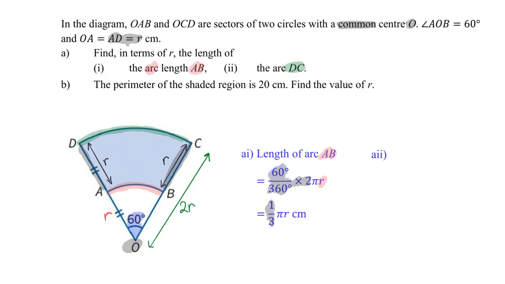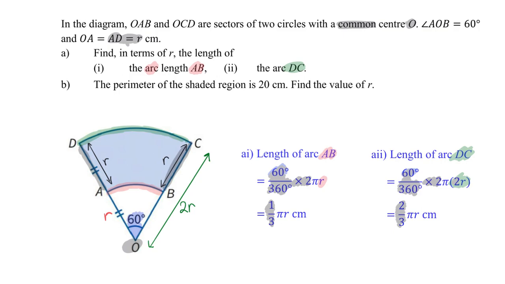And for my DC, then I will focus on my green color, and the radius is 2R. Still have the 60 degrees. And so when I multiply 60 over 360 times 2 times 2, I will get 2 over 3. Not forgetting the pi and the R. So that will be for part A.